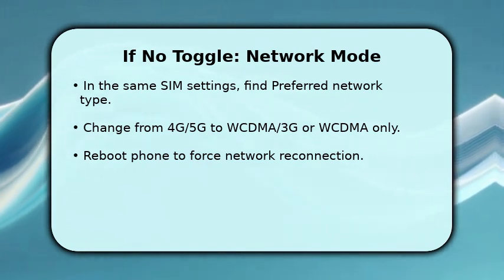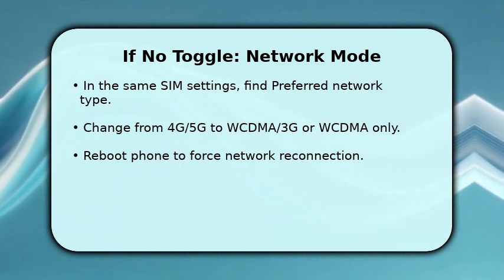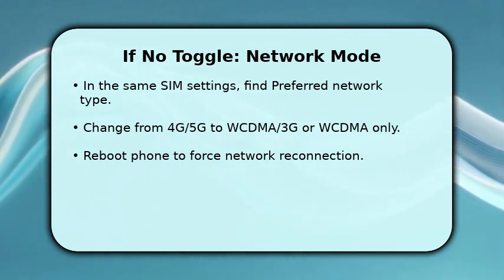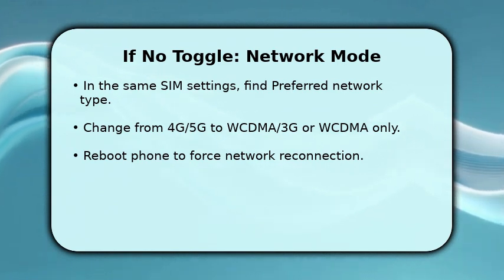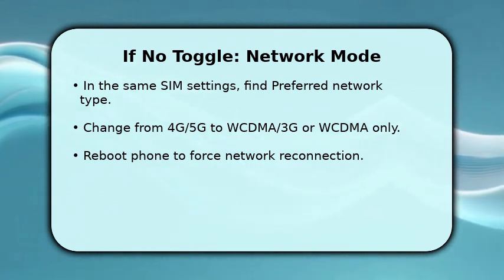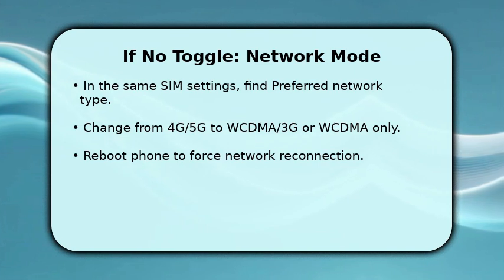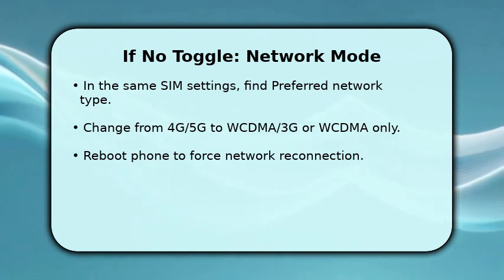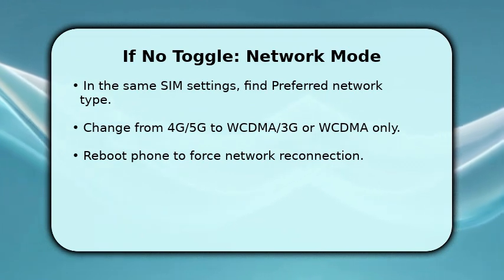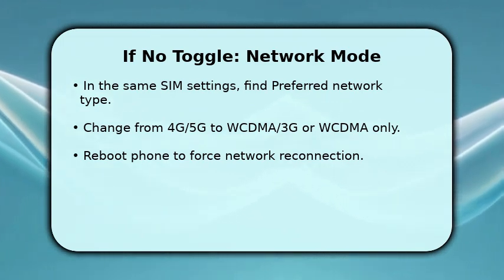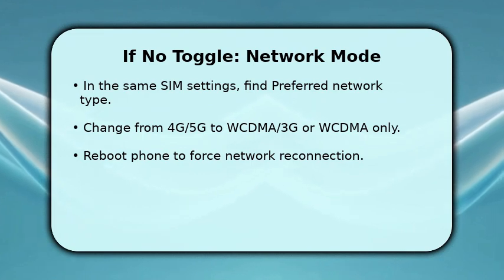You go to the SIM's preferred network type and pick WCDMA only or WCDMA/3G. Doing this prevents the phone from using 4G voice services and forces calls over 3G, which disables VoLTE. Once done, reboot so the radio reconnects to the selected network. This method is the reliable fallback when manufacturer options hide the VoLTE switch.